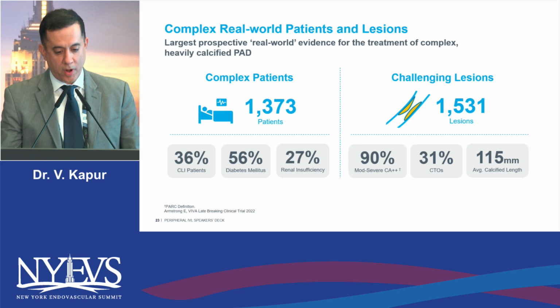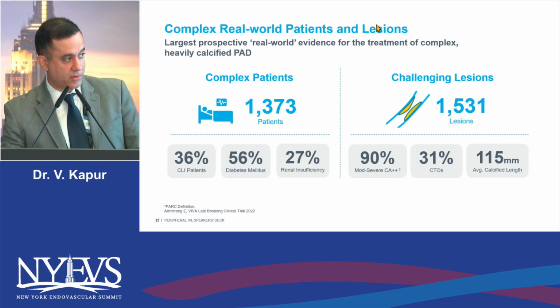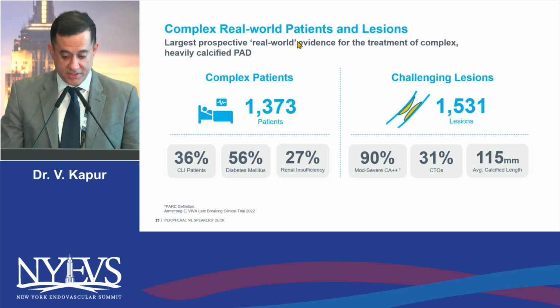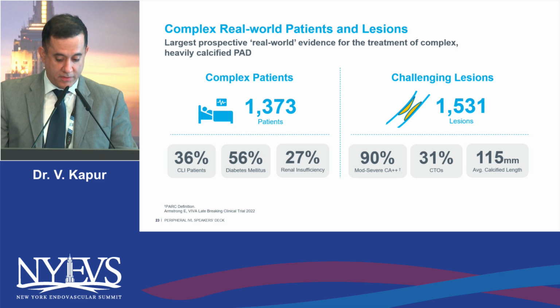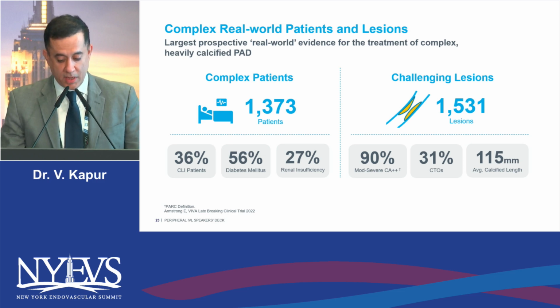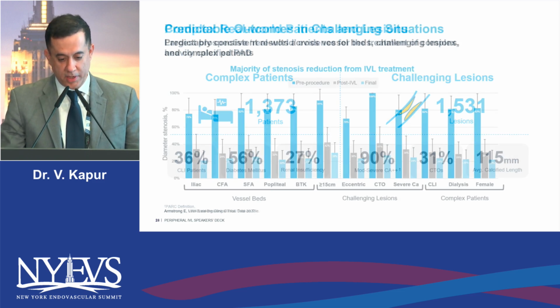Of the patient spread, you could see that 36% of those patients were CLI patients. Of them, 56% were diabetic, and 27% have some form of CKD. The lesions, of course, were very challenging, with 90% of them being moderate to severe calcifications, 31% with CTOs, and an average length of 115 millimeters.